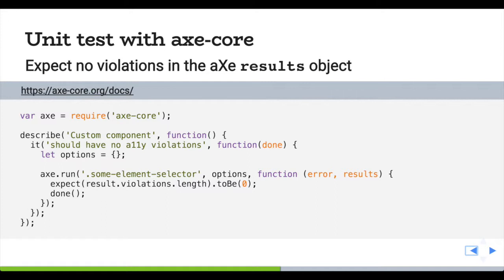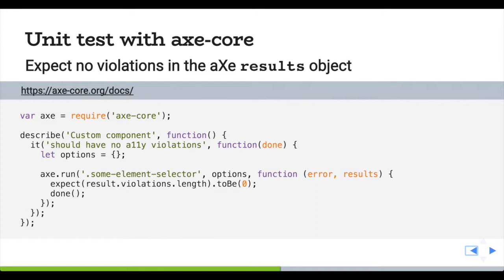Inside of our test, you can set up any number of options. I'm just passing an empty object. But then we can say ax.run, pass either a selector or an element reference. It's pretty flexible in what you can pass to it. It defaults to the document. We pass that options or an empty object, and then a callback function.